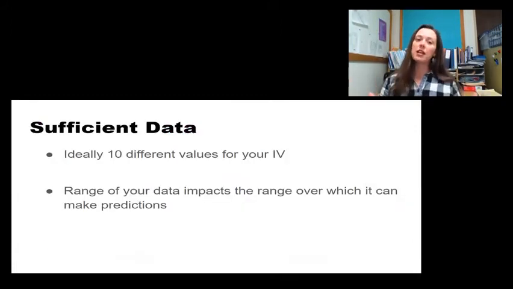Okay, so sufficient data, ideally 10 different values for your independent variable, and what range of data you take impacts the range where you can make accurate predictions. So two things to be thinking about as you're collecting data for the labs that we're doing in class and kind of going forward in physics.